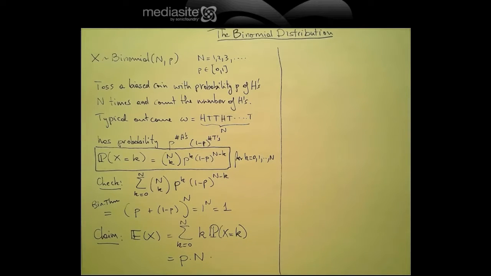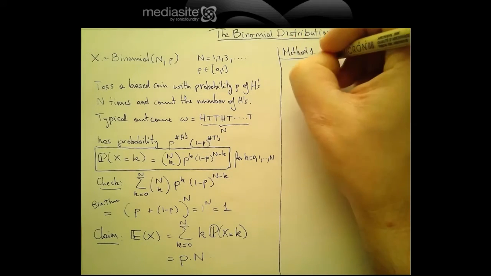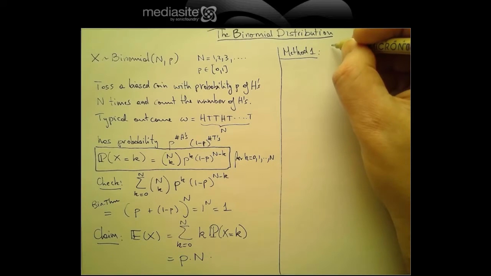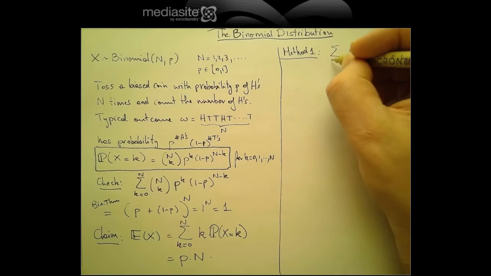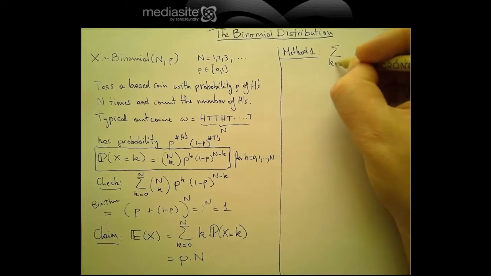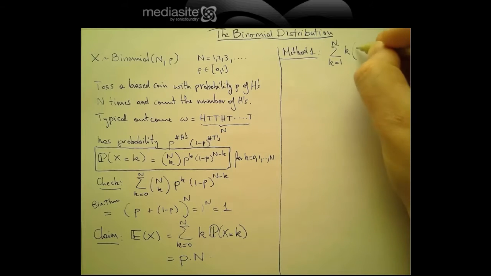So let me give you two approaches to this computation. The first method, method 1, goes as follows. It's just a straightforward computation. So first of all, let's start the sum at 1, because we don't need to start at 0, because when k is 0, this is 0. So we can start at 1. And then let's put in n choose k, p to the k, 1 minus p to the n minus k.